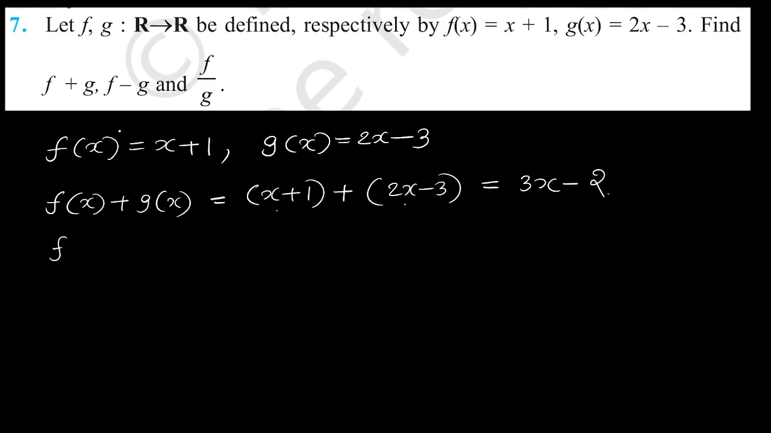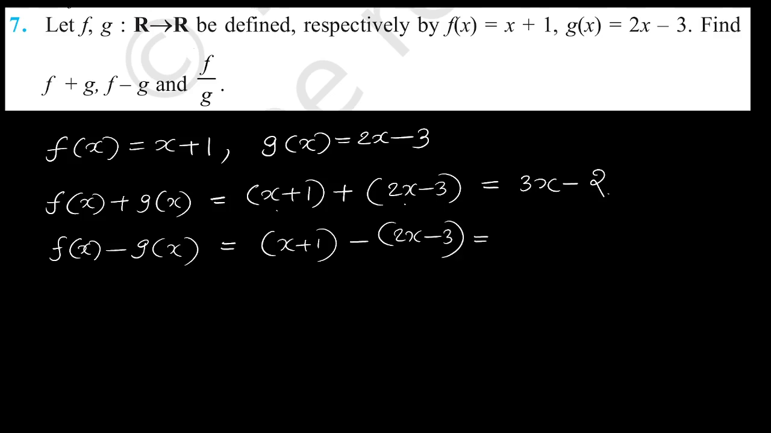The next is f minus g. Look at the question. It is the short form of f of x minus g of x. f of x is x plus 1. g of x is 2x minus 3. Open the bracket. The minus goes inside the bracket. Plus 3. x minus 2x is minus x. 1 plus 3 is 4.